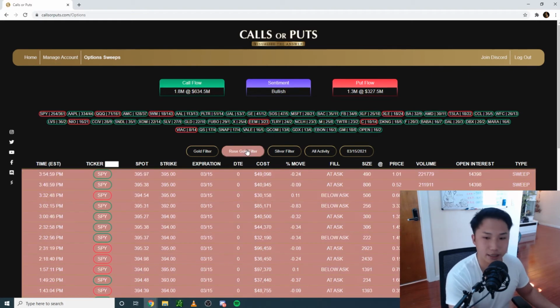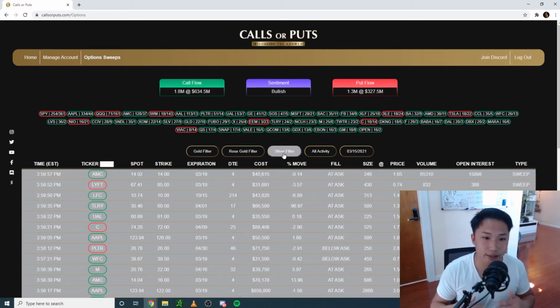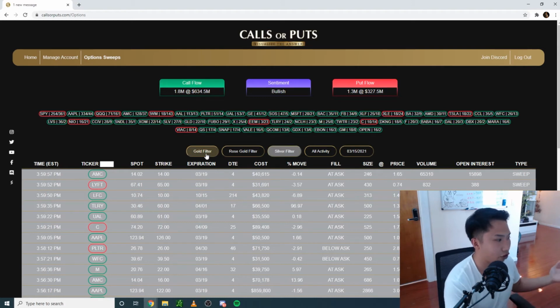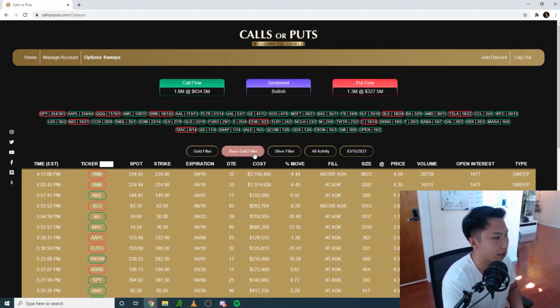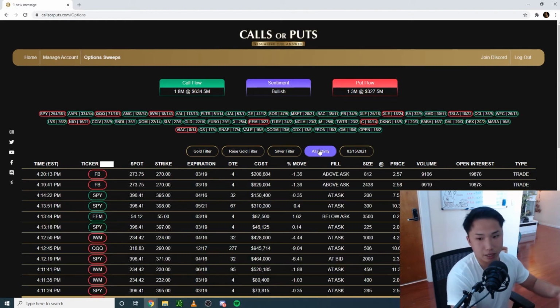The rose gold is basically a 0 DTE contract. So these will only show same day contracts that are, quote unquote, unusual. The silver, I wouldn't even really look at this. It just means aggressive and unusual. The only one I really look at is the gold. If I trade, I'm literally just on the gold page monitoring the gold sweeps that come in, because to me these aren't useful. The 0 DTEs might be useful for people who are trading same day contracts. It's there for you guys, not for myself. And all activity is to come back to everything.